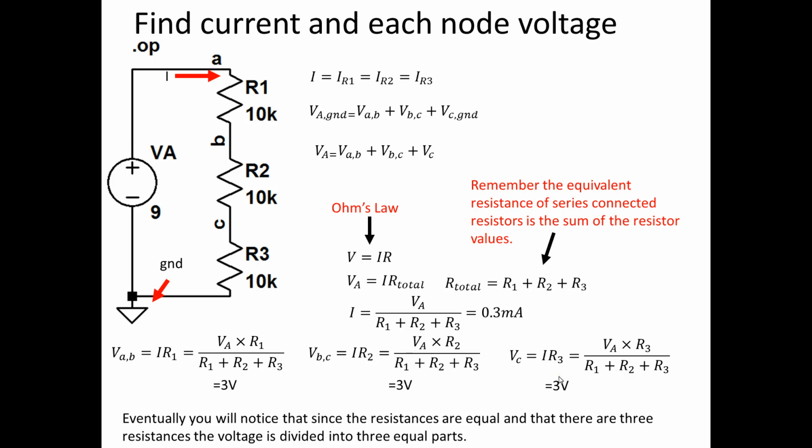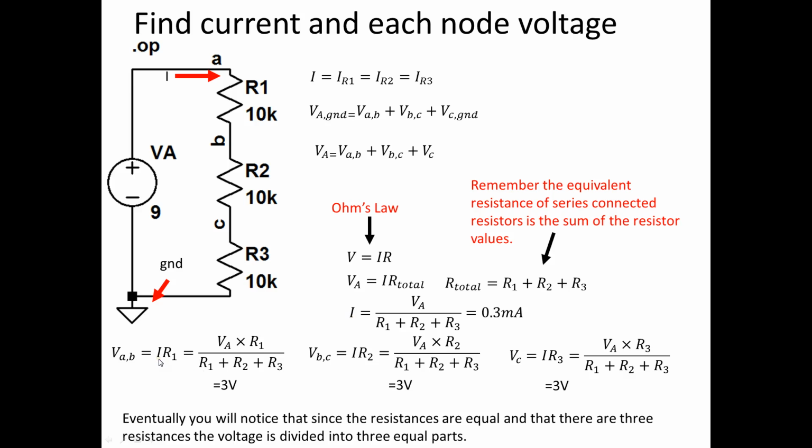Let's find the current and each node voltage. Here we have our relationship where the current through each device equals each other, and the sum of the voltage drops equals the applied voltage. We have Ohm's law, V equals IR, and we can rewrite this as V applied equals I times R total. And we remember that the equivalent resistance of a series connected resistance stack is just the sum of those resistances. So R total equals R1 plus R2 plus R3, and when I solve for the current, I get 0.3 milliamps.